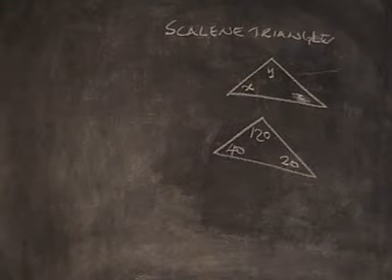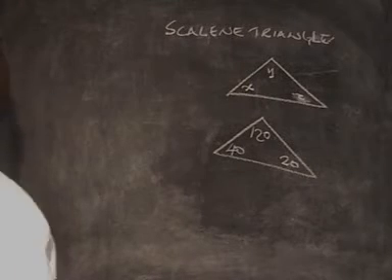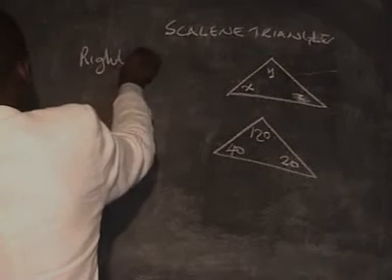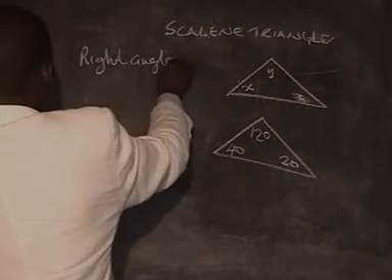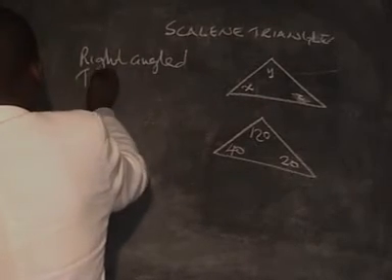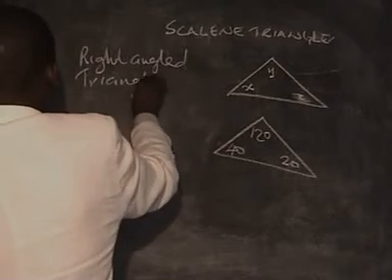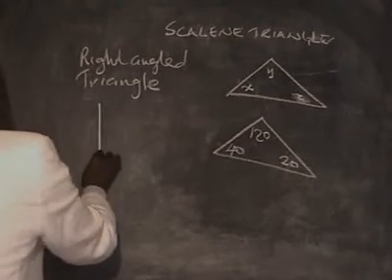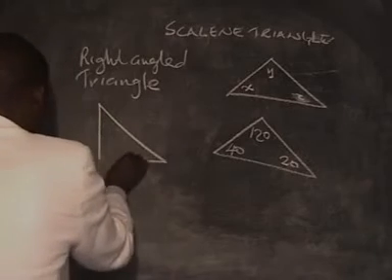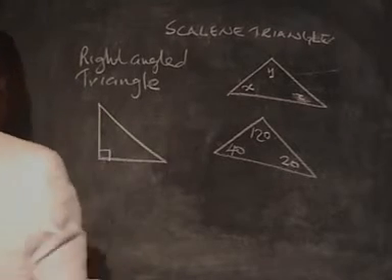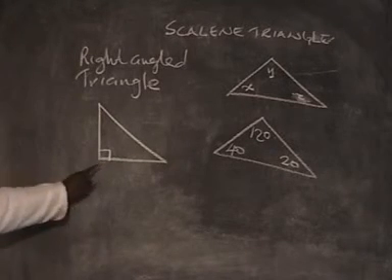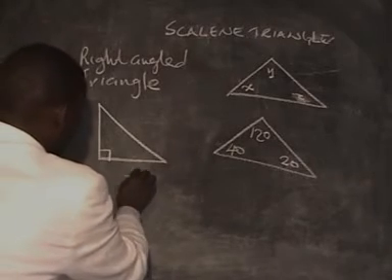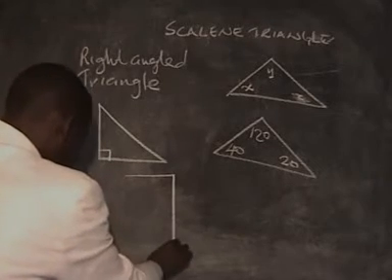Then another one is what we call a right-angled triangle. What is this right-angled triangle? I'm talking about the types of triangles. The right-angled triangle is where you have one of the 3 angles to be a 90 degree angle. You find that if this is 90 degrees, such a triangle is a right-angled triangle. It can be drawn that way.